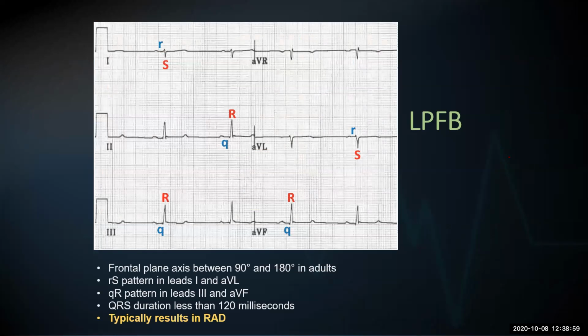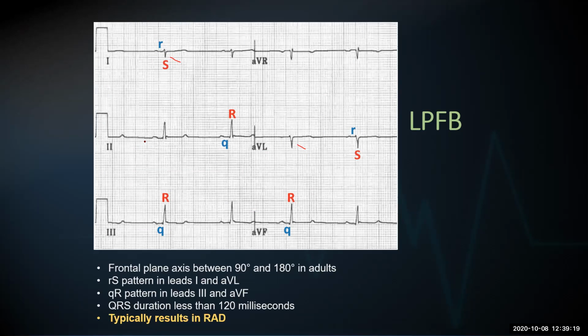So let's look at left posterior fascicular block. As I mentioned, it's kind of opposite in a way. Where in 1 and AVL we saw clearly a Q and then an R, in 1 and AVL with left posterior fascicular block, we're instead seeing an R and an S. So now that S comes back. The S is going to appear in 1 and AVL.